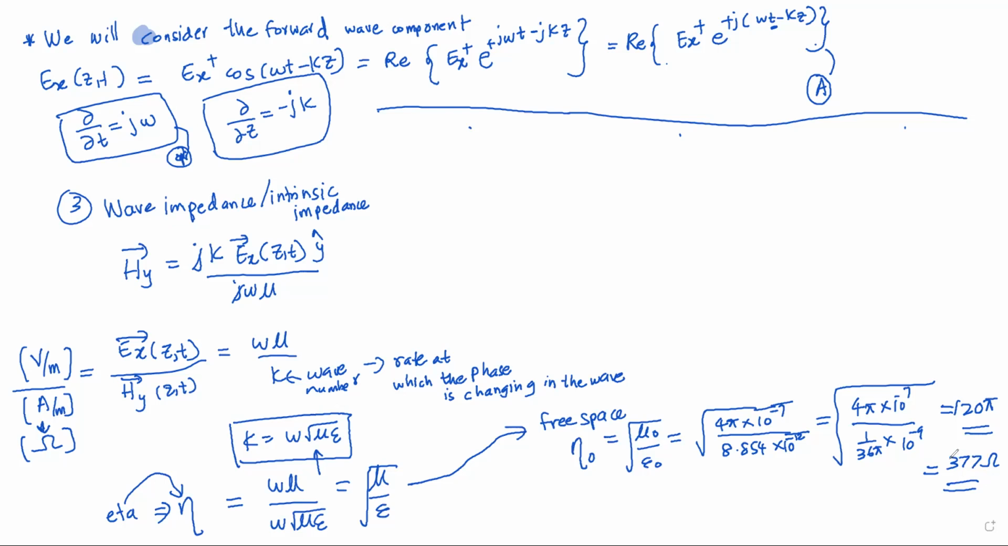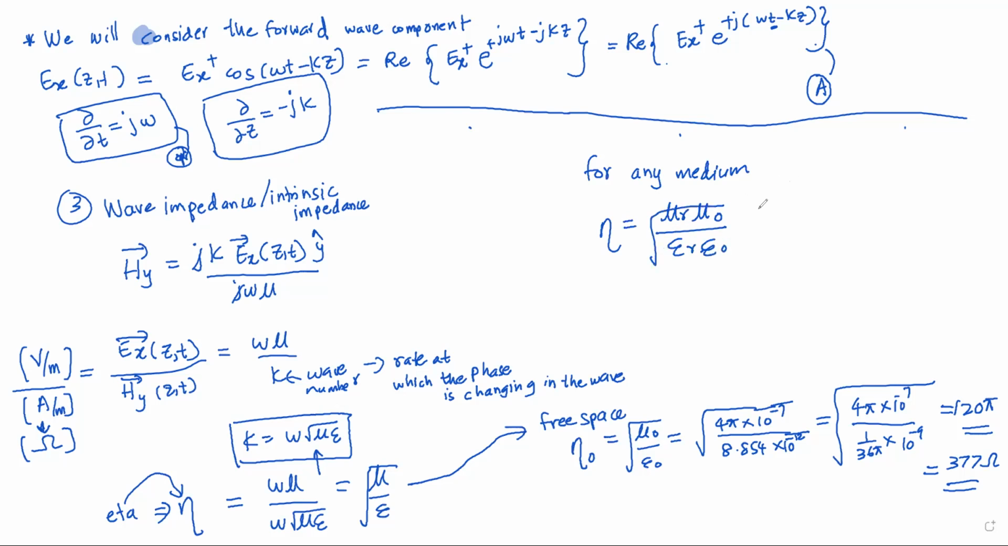Once it is in a certain medium of certain mu value and certain epsilon value, the value of the intrinsic impedance will change based on the medium parameters. So for any medium, we can define that the intrinsic impedance will be equal to the square root of mu r mu naught divided by epsilon r epsilon naught.